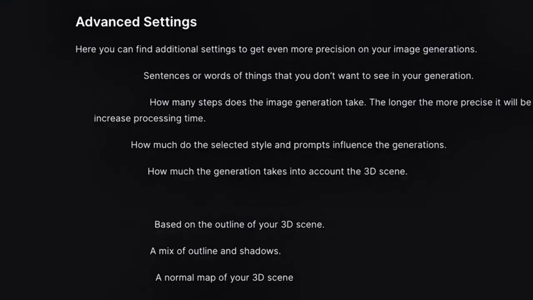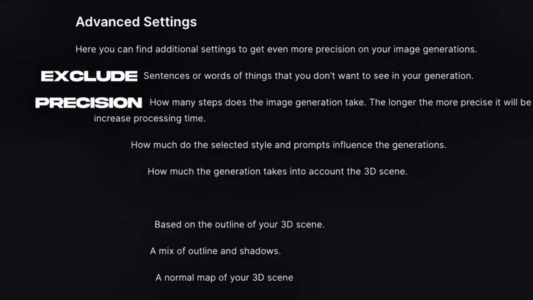Now for the more advanced options. Exclude is like a negative prompt. Type things you don't want to see in your image here. Precision is how specific the image will be to all settings. Higher settings will take longer to generate. The style setting dictates how much your image will take on the selected style. Variance is how much your image will look like your actual scene. High variance doesn't allow for much change or creativity, while low variance will make the image unrecognizable to your scene.